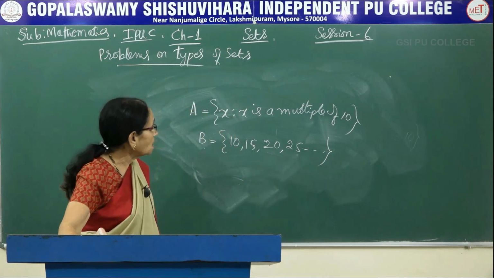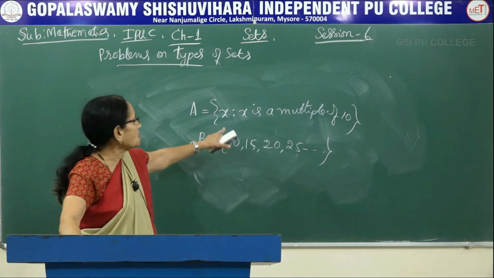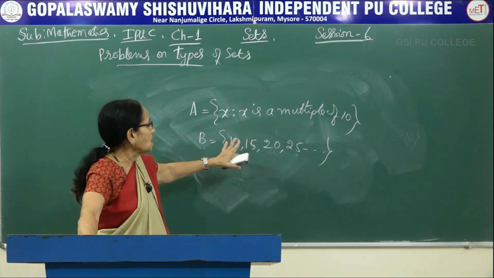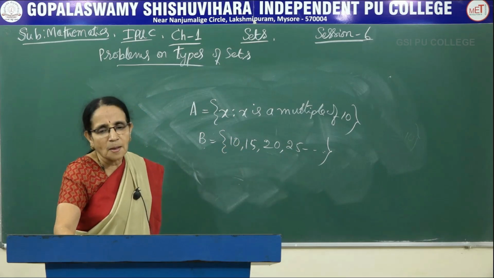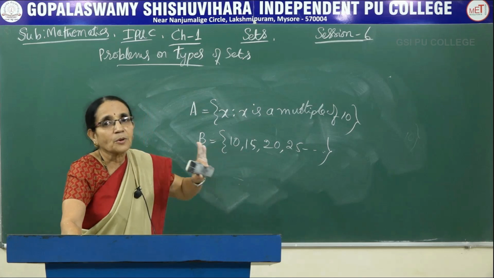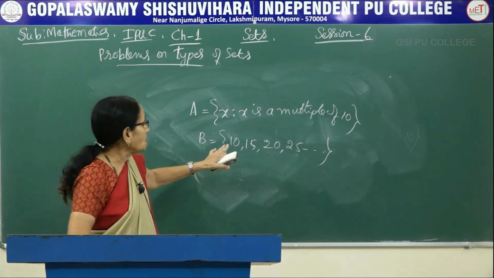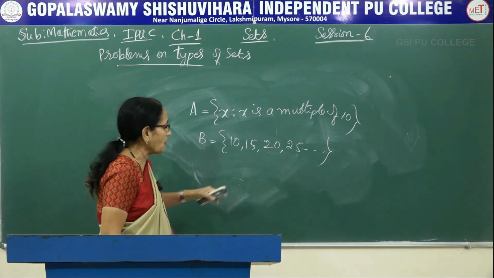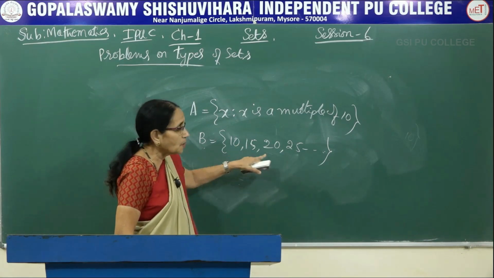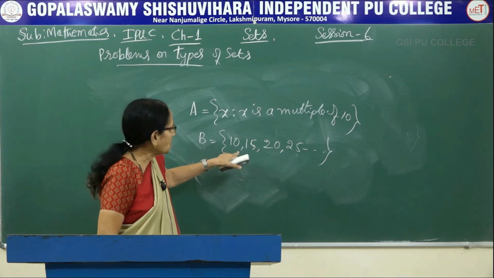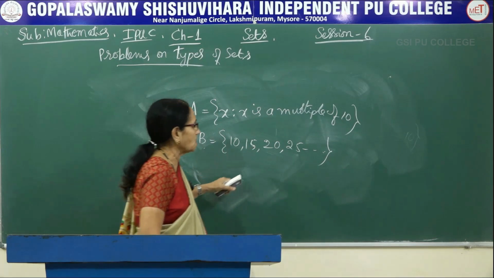Now, look at the two sets. One is in the set builder form. This is in the roster form. We know the elements 10, 15, 20, 25. What type of numbers are they? You can divide all of them by 5. That is the multiples of 5. The set B is containing multiples of 5. Among them 10 and 20 we are having. They are multiples of 10 also. They are multiples of 5 as well as 10.